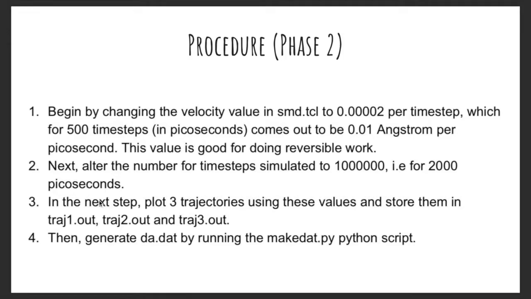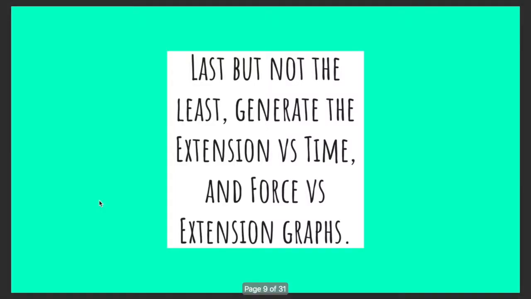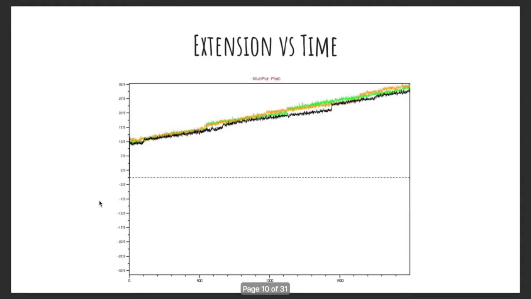In the next step, plot 3 trajectories using these values and store them in traj1.out, traj2.out and traj3.out. Then generate the da.dat by running the makedat.py Python script. Next, generate the extension versus time and force versus extension graphs. So here we have the extension versus time graph for my molecule.